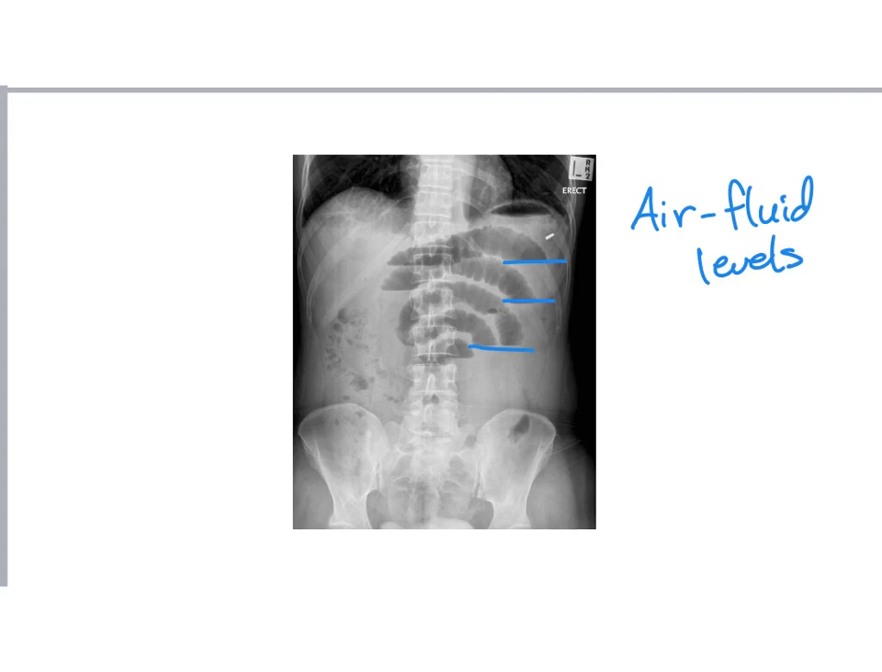Of course, it's not a nurse's job to officially read the x-rays, but it is a good idea for you to have some basic idea of what you're looking at when your patient gets an x-ray. So that does it for inspection. It's time to move on to auscultation.